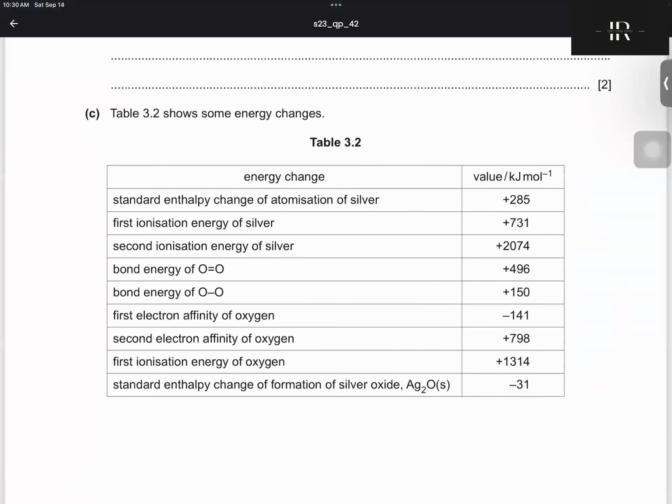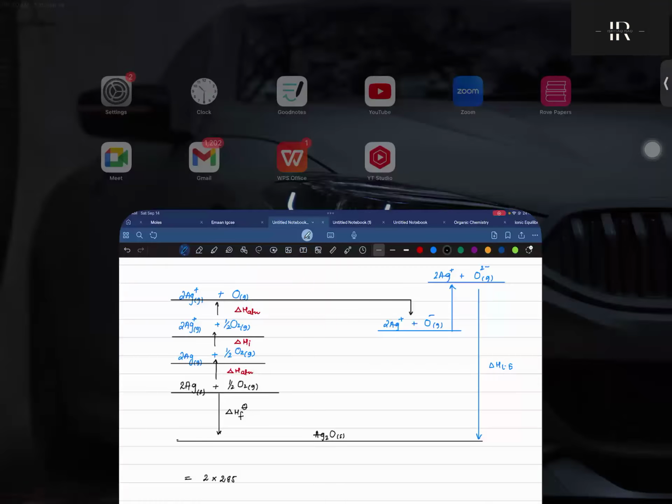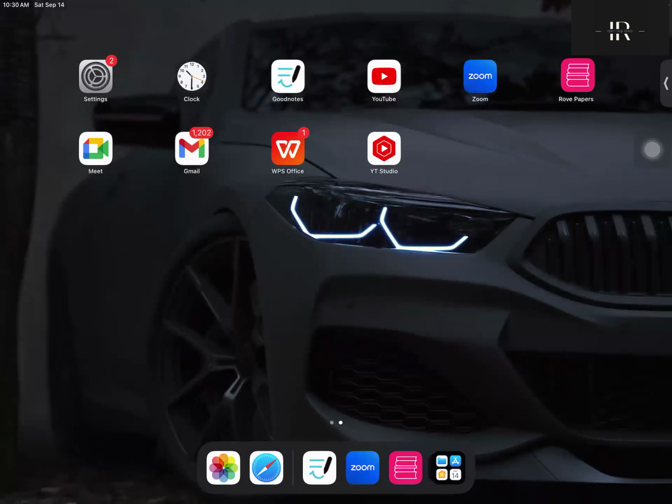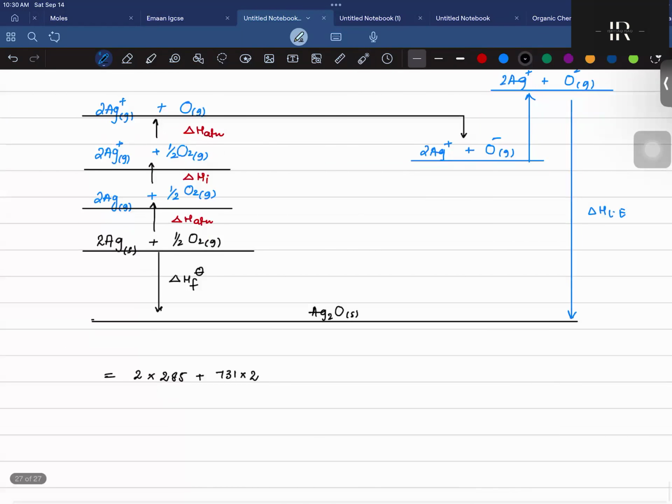I need the atomization of silver, that is 285. 2 multiplied by 285 because I have 2 silver. Then I need the first ionization of silver, that is 731. Again, I would be multiplying by 2 because I have 2 Ag positive ions. Okay, and then I need what?